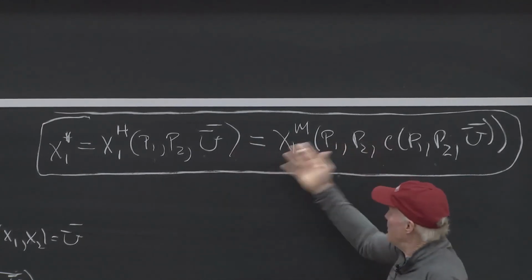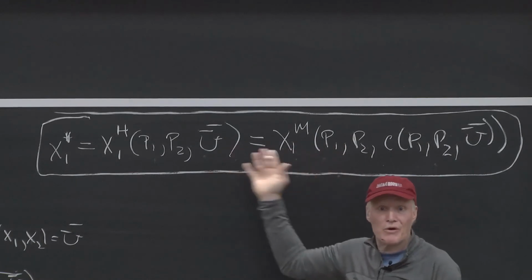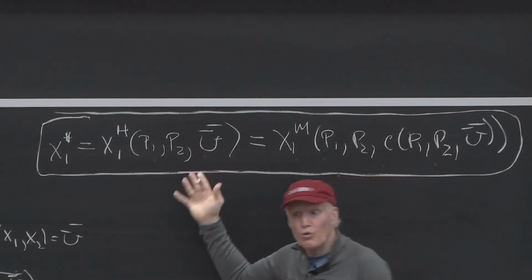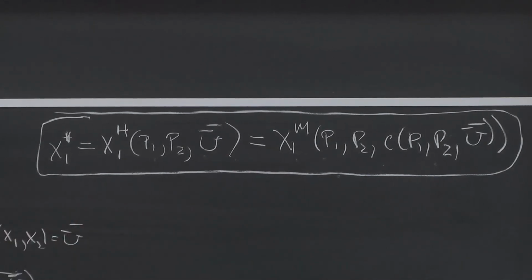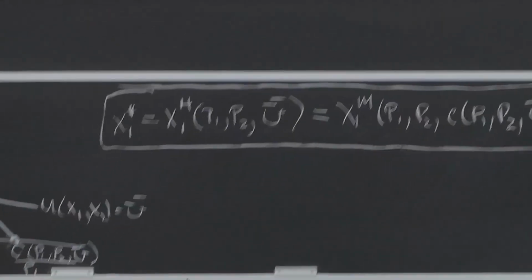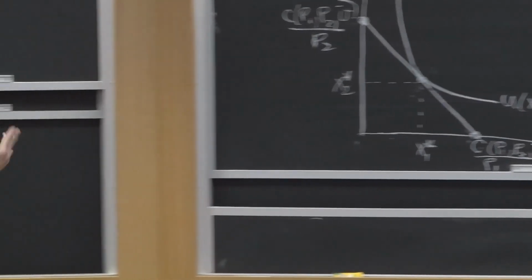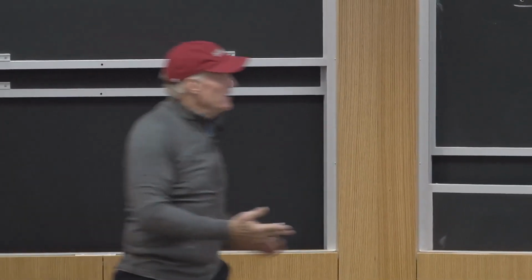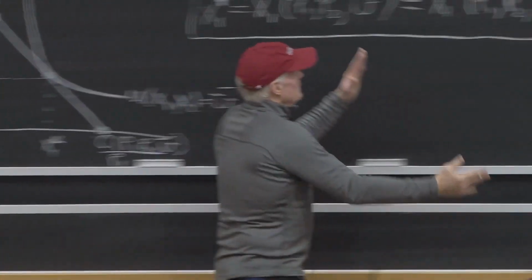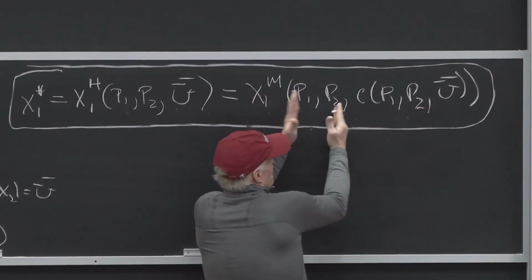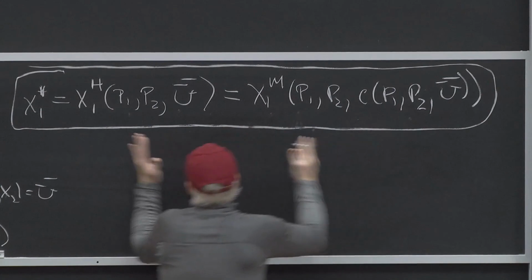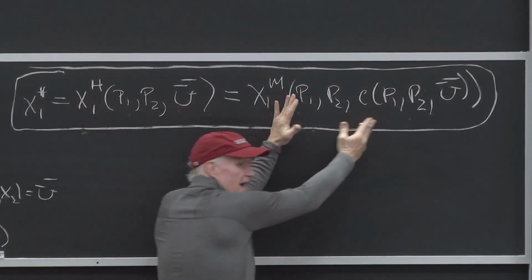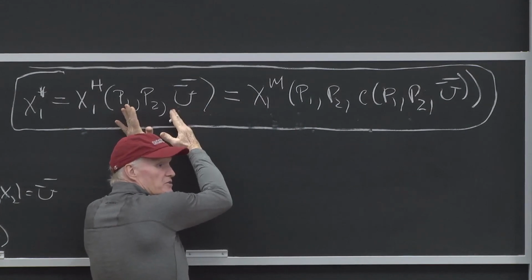No matter what I had picked, this correspondence is going to work. Everybody understand? This relationship is going to hold for all P1 and P2. Since it holds for all P1 and P2, I can take derivatives of this thing, and the derivatives on the two sides have to be the same, right? This function, let's fix U bar for the moment, which is a function of P1 and P2, has to be the same as that function. And therefore, the derivatives of this function have to be the same as the derivatives of that function.